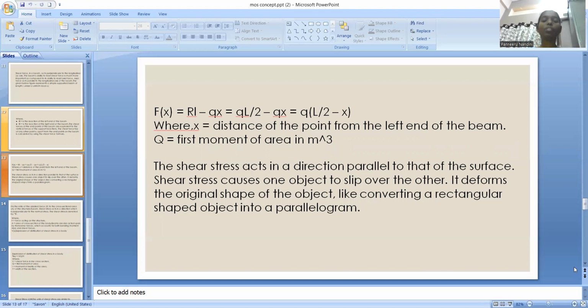Q is the first moment of area in m cubed, m power 3.